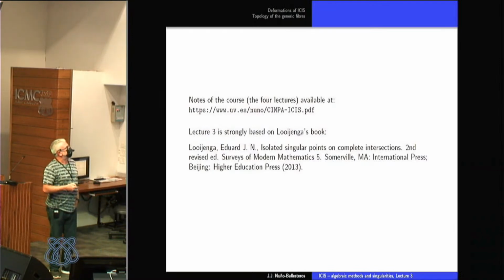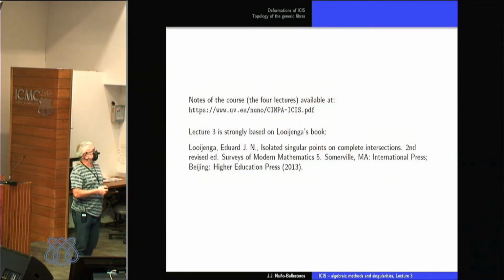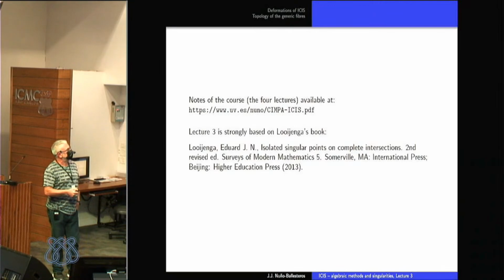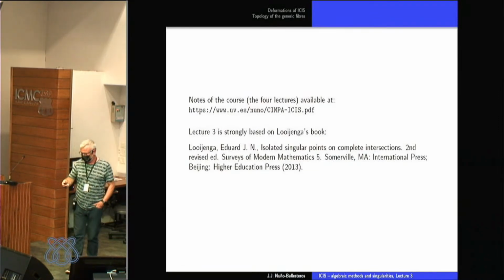In particular, this lecture 3 is strongly based on Looijenga's book. This is a classical book on ICIS, on isolated singular points of complete intersections. So I strongly recommend, to follow this course, getting a copy of this book, okay?